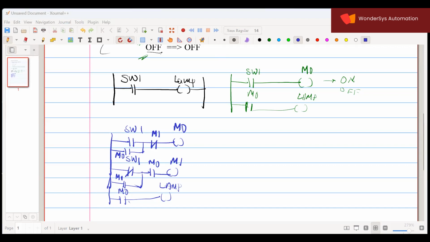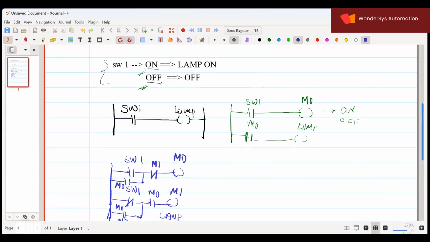Now, see, here I have one switch and one lamp, correct? Whenever I have one switch, a switch has two states. One is the on state and one is the off state. Whenever I have a specific task where I need only the on state or only the off state, how exactly am I getting that state? That we can achieve using memory.